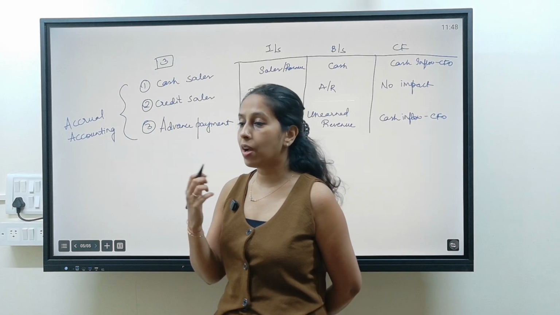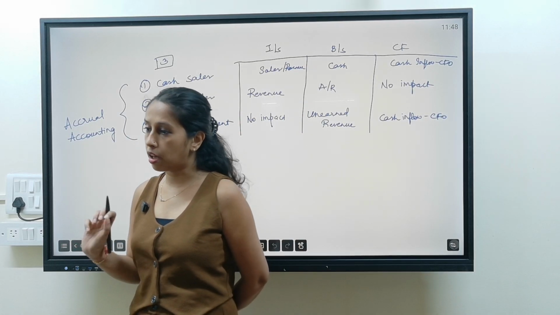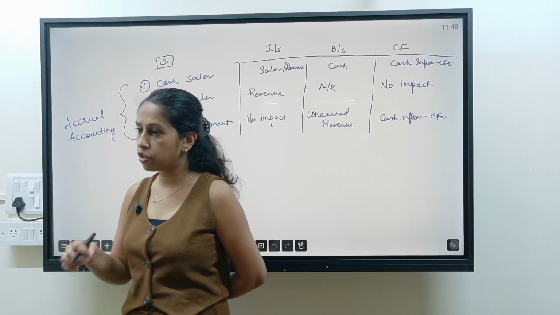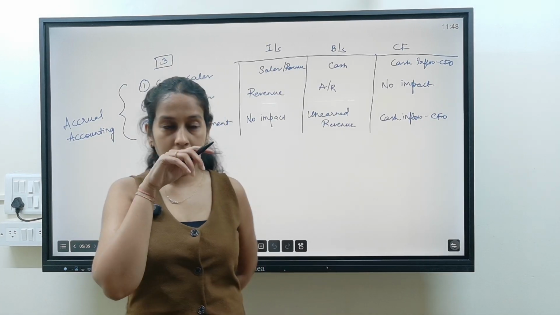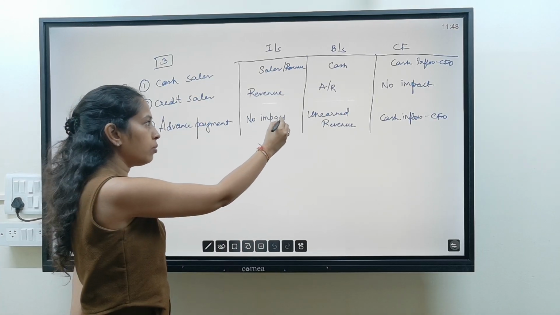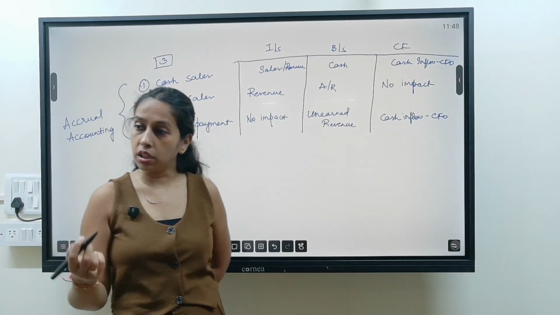When you receive advance payment, you have still not earned the revenue. You have not finished your performance obligation of supplying 10 laptops to your client, right? So even here you will not record revenue because you have still not earned it.